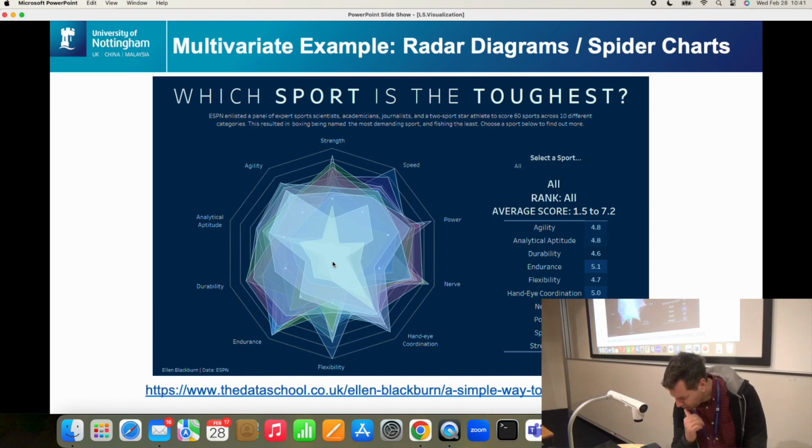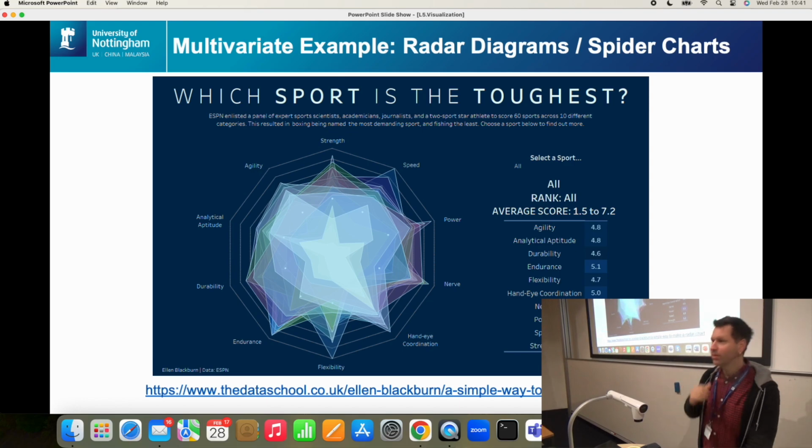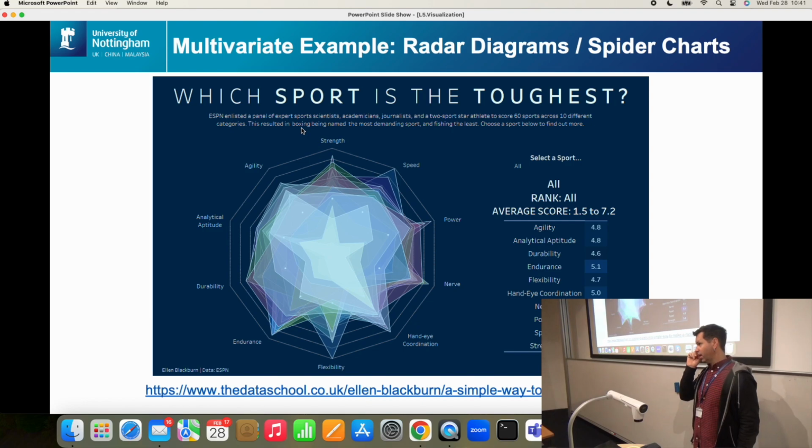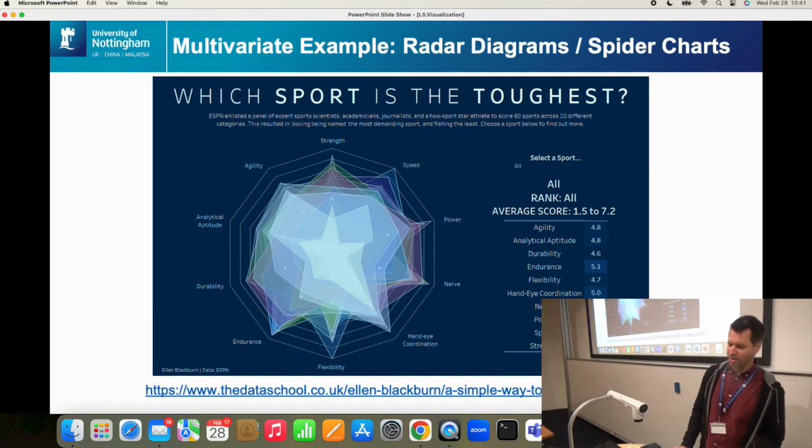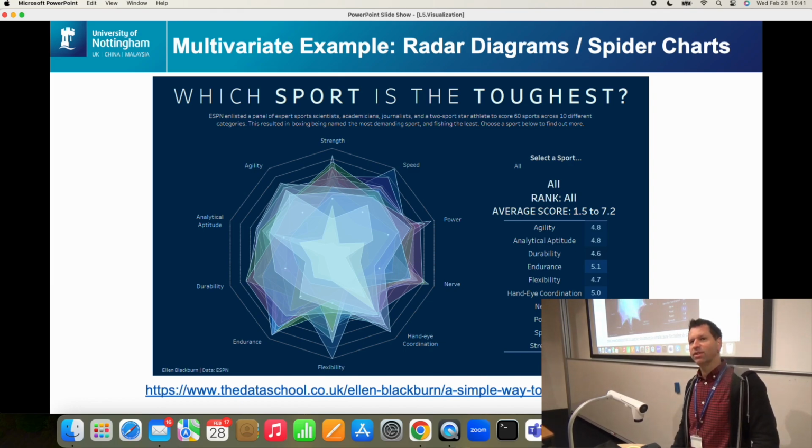But anybody want to guess what the toughest sport is? Here it says boxing. Boxing is the most difficult. I have to intuitively say that's probably a good guess. Definitely don't want to do boxing. And then the lowest ranking is fishing. I didn't even know fishing was a sport.